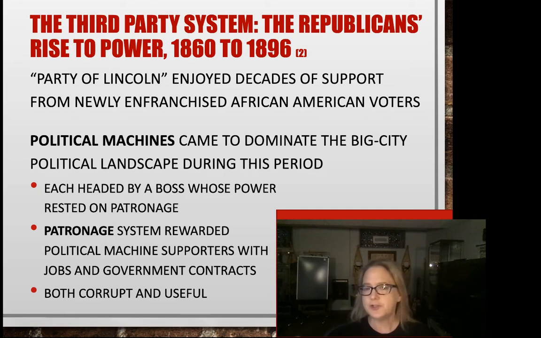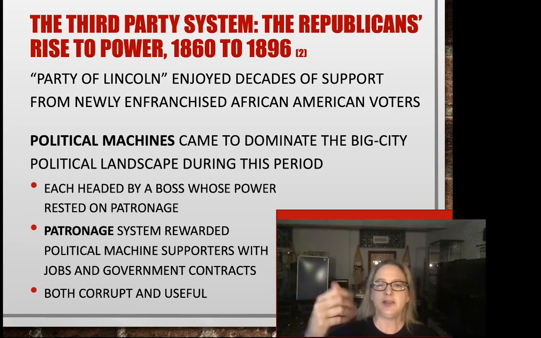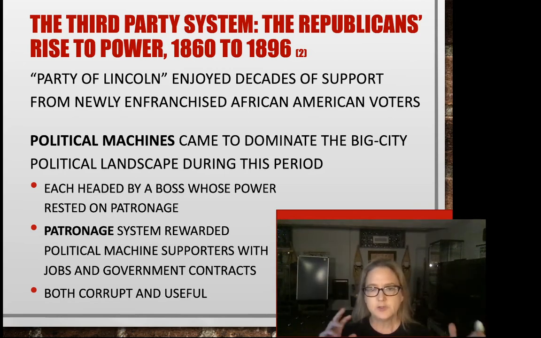So that also shifts. And for decades, the Republicans were winning elections at all levels in the South, including some African Americans getting into government. So not just voting, but electing Black people to state and local and even federal government in those years right after the Civil War. This is the era when the political machines really come to dominate in the big city political landscape.